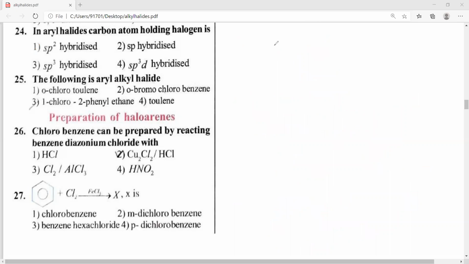26th question. Which reagent is useful for the preparation of chlorobenzene from benzene? So, while discussing the preparation of aryl halides, we discussed that chlorobenzene can be prepared from benzene diazonium chloride. Benzene diazonium chloride means the benzene ring having N2 plus Cl minus group is converted into chlorobenzene.